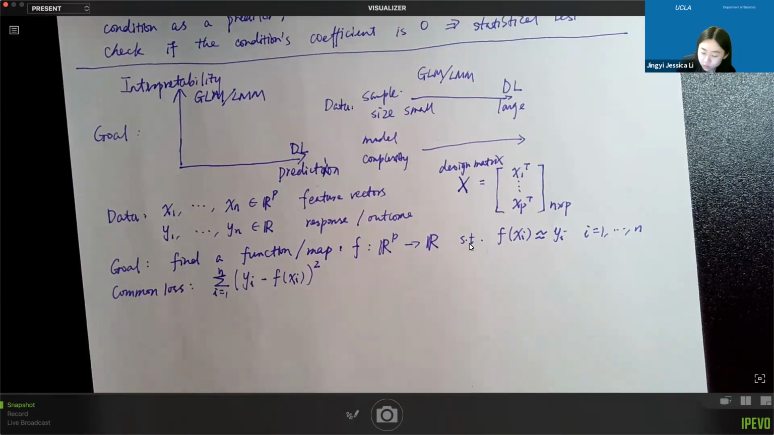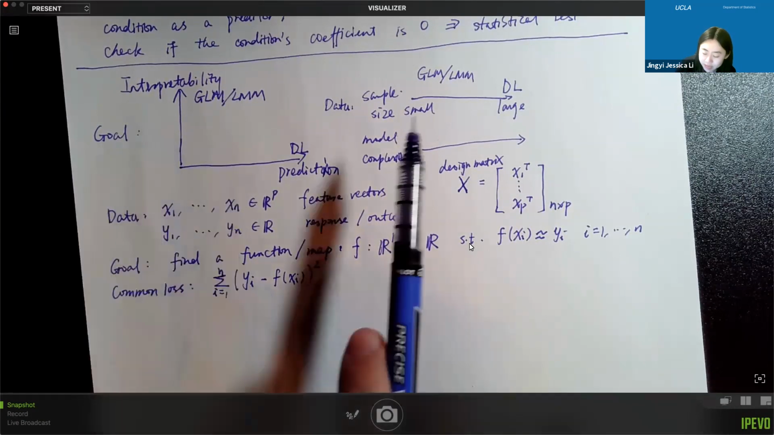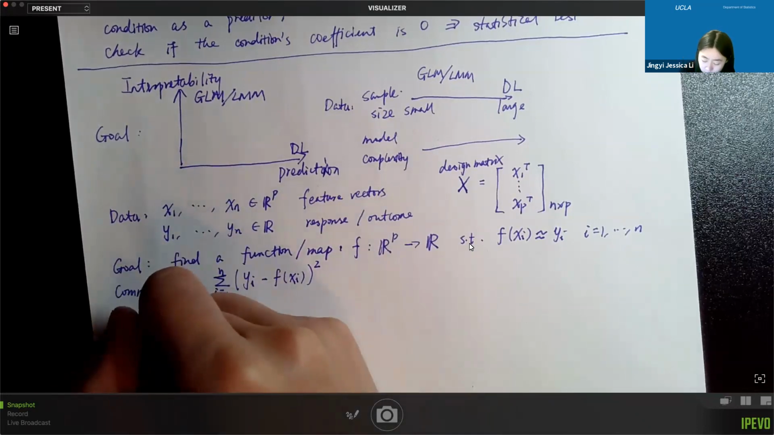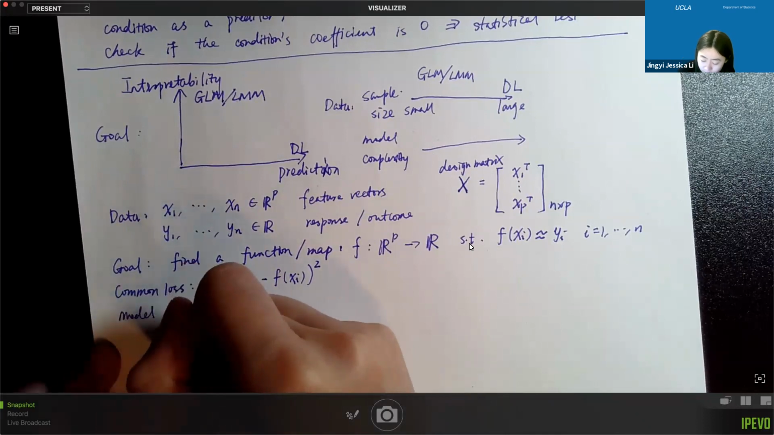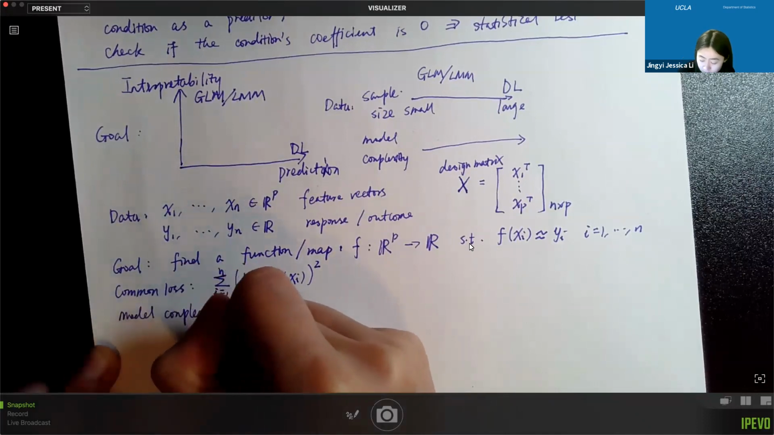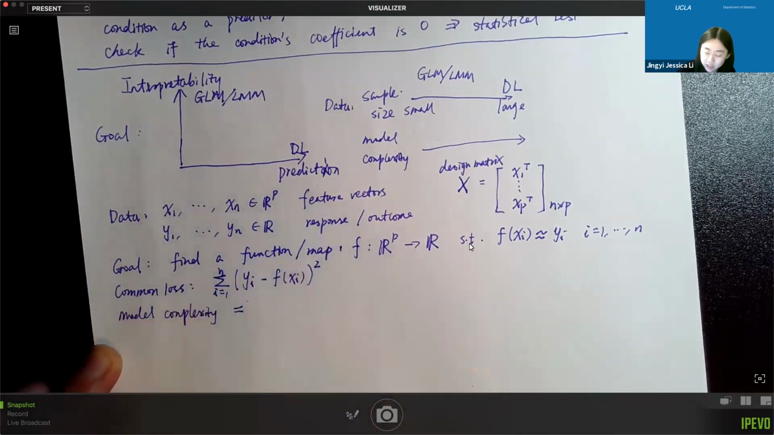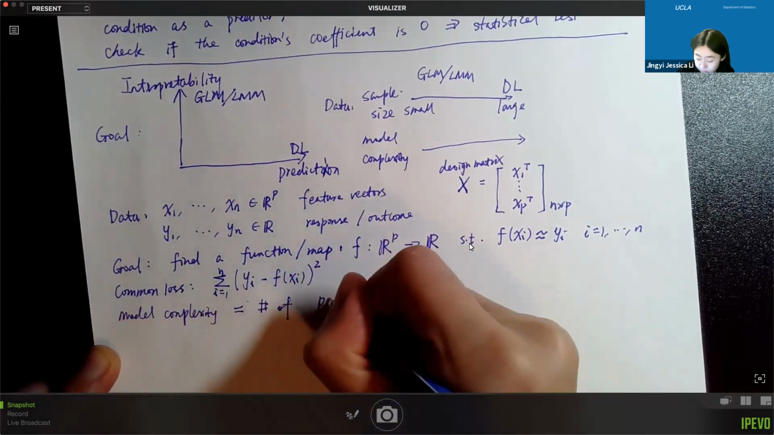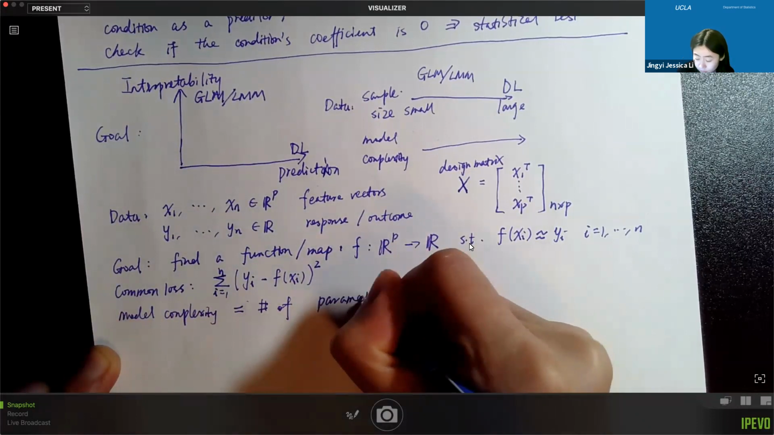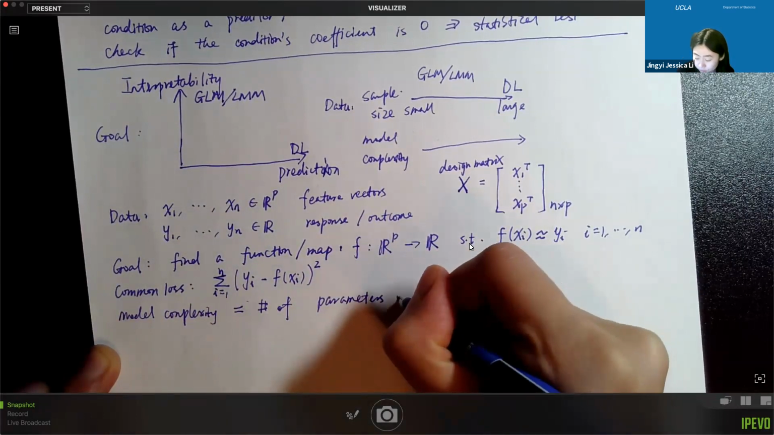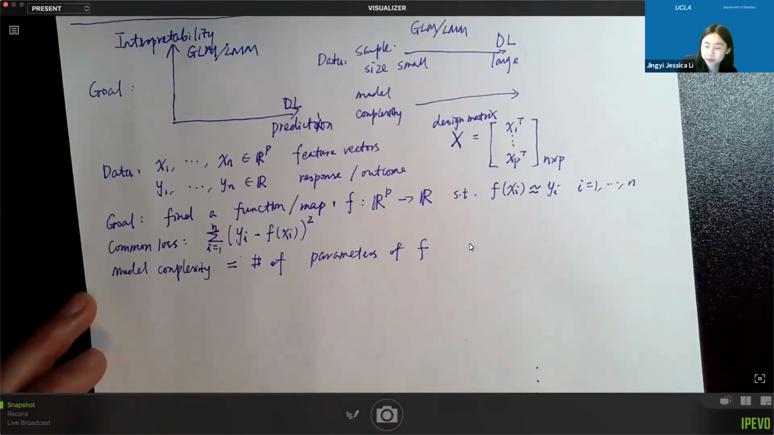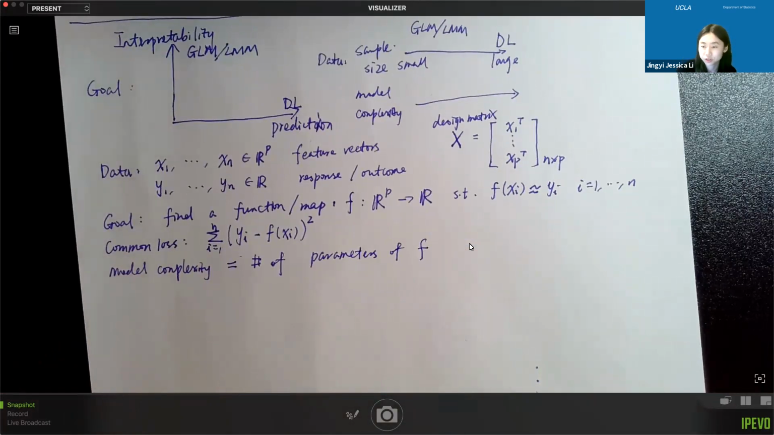All right. So for the different model complexity, it's actually about the complexity of f. Model complexity, you can think of it as the number of parameters of f. In the function f, how many parameters do we need to specify this function?